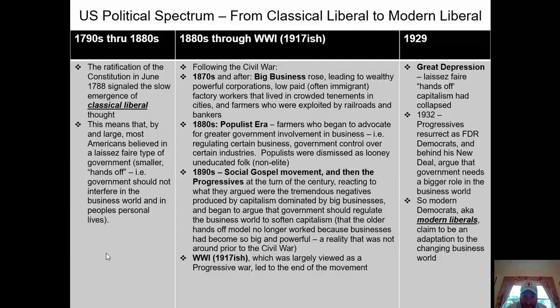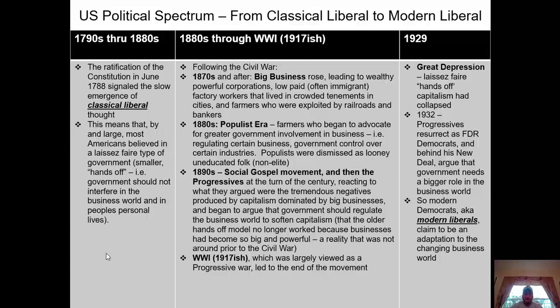So in the 1890s is when you get the social gospel movement, which morphs into more or less the progressive movement. All right, much like abolitionism came out of the Second Great Awakening, a religious revival. In the 1890s, the first reformers were religiously motivated, and they were called the social gospel. But when it became more secular and scientific in nature, it became known as the progressive movement.